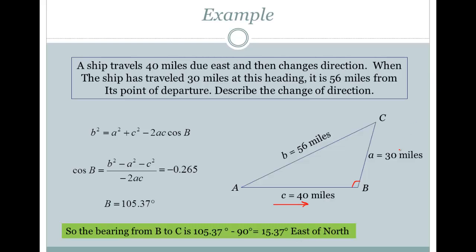What that means is if I'm heading in this direction originally, that's supposed to be due east. Here's north, and then I'm going to go east of that direction. So I'm going to come off 15 degrees and head that way. So that's where the 15.37 east of north comes from.